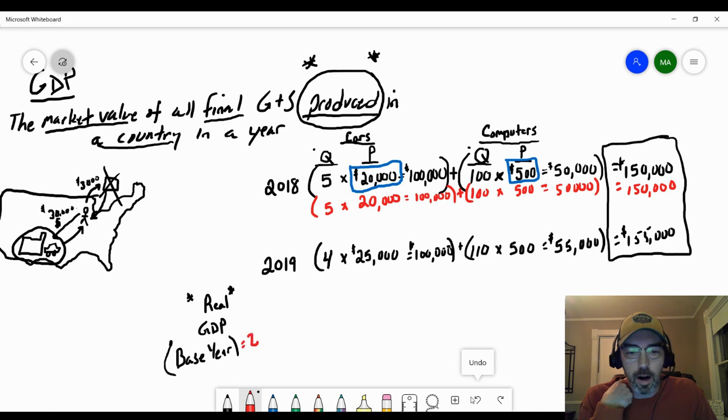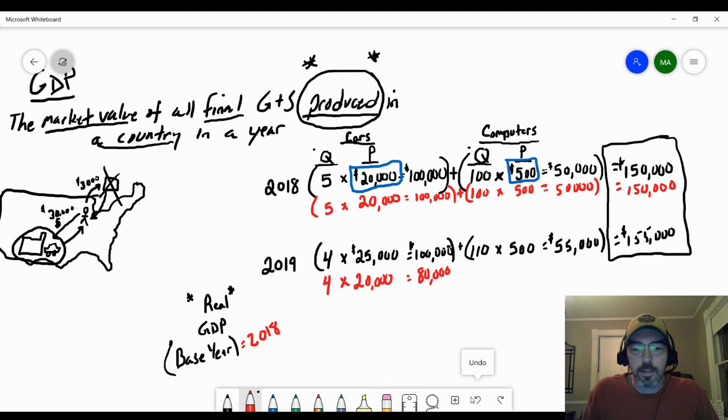That's the year that I arbitrarily selected to be my base year. And it turns out that GDP and real GDP will always be the same in the base year because they're using the same prices. But now let's go ahead and calculate real GDP for the year 2019. So here's how we do it. We take the quantity from the year that we're measuring, 2019, but we're going to use the price from the base year, this one up here that's circled. So 4 times 20,000 is $80,000.